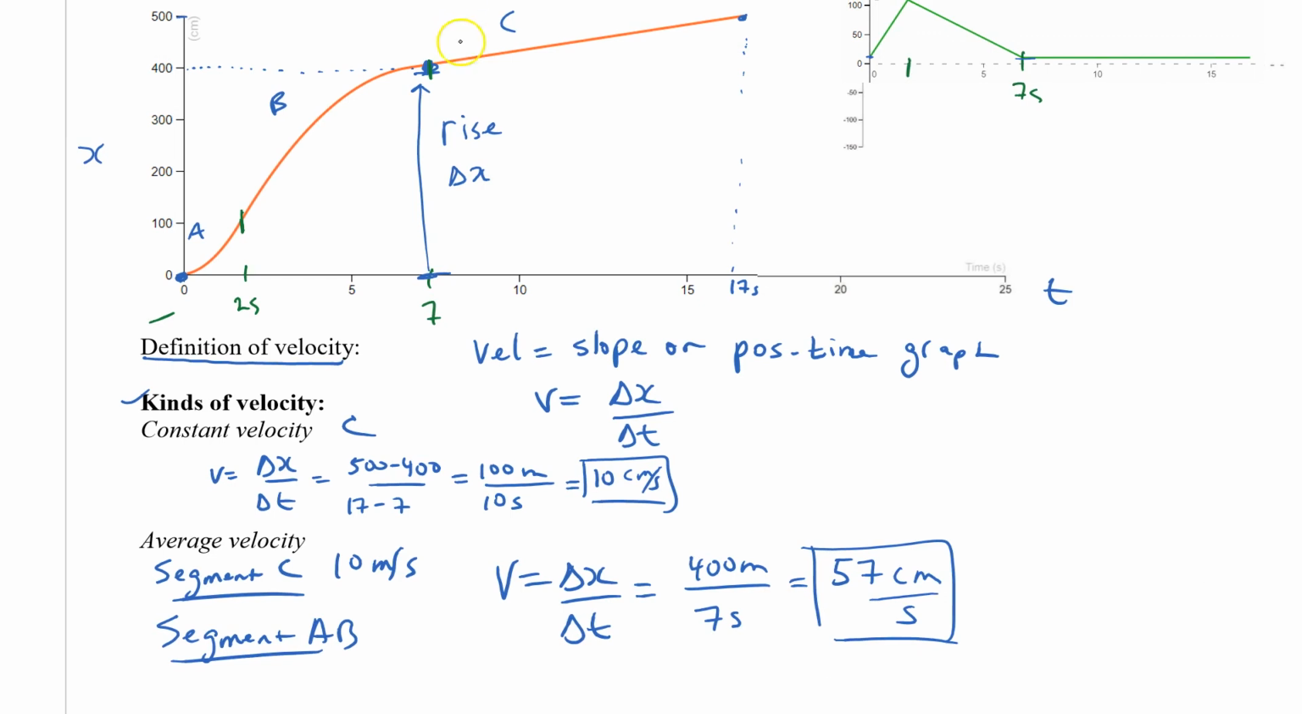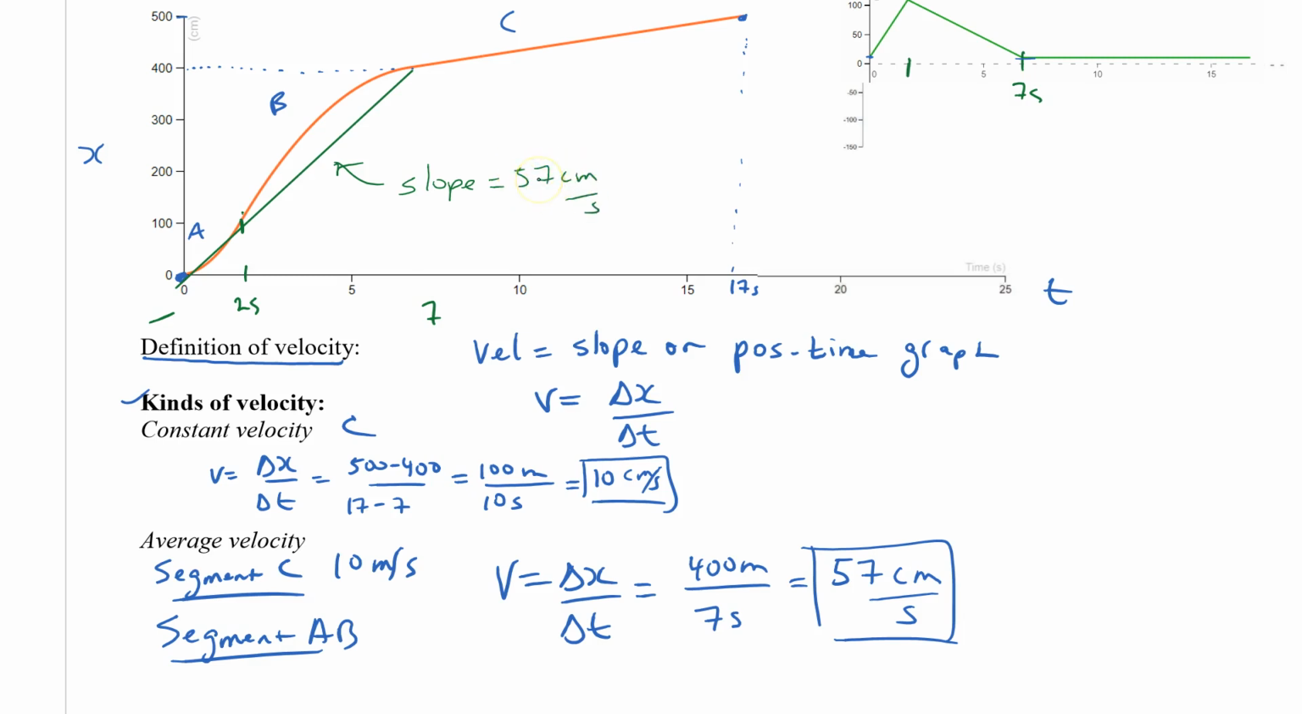Another way you can look at this is you can say, okay, so the average velocity from here to here, I can also just say this line here, which I just drew, the slope of that line is equal to 57 centimeters per second.